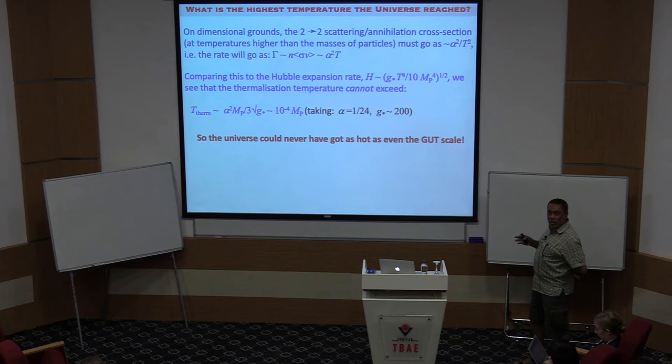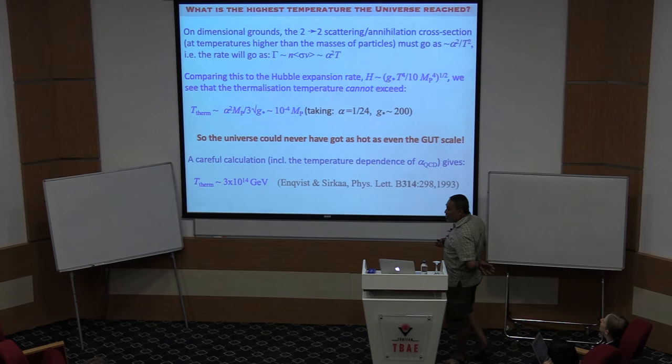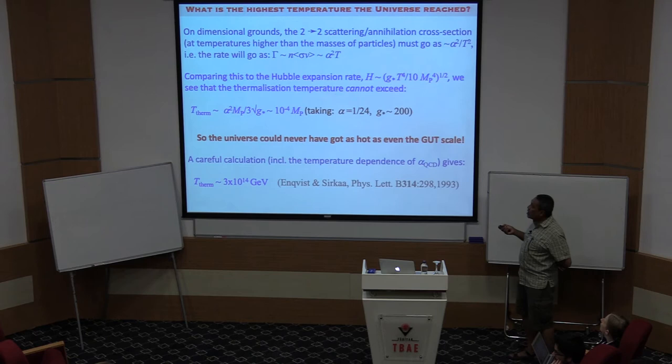This was actually quite a surprise to me when I first worked this out, because this is not what the literature says. The literature discusses baryogenesis at the GUT scale, talking about particles which are in equilibrium and then went out of equilibrium and decayed, creating a baryon asymmetry. That could never have happened, because with the strongest coupling in the world, the QCD coupling, you could never have got hotter than 10 to the 14. Now, of course, that coupling does have a temperature dependence, so you can do this calculation more carefully.